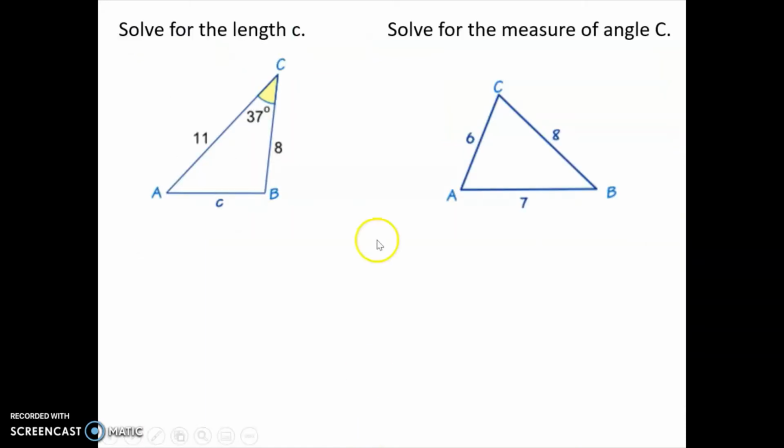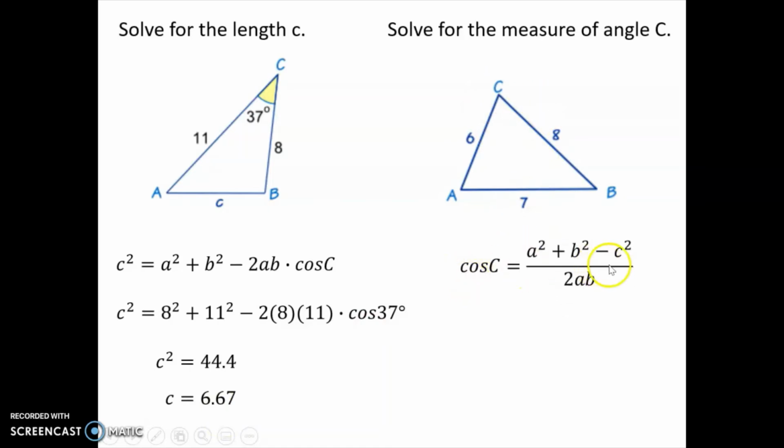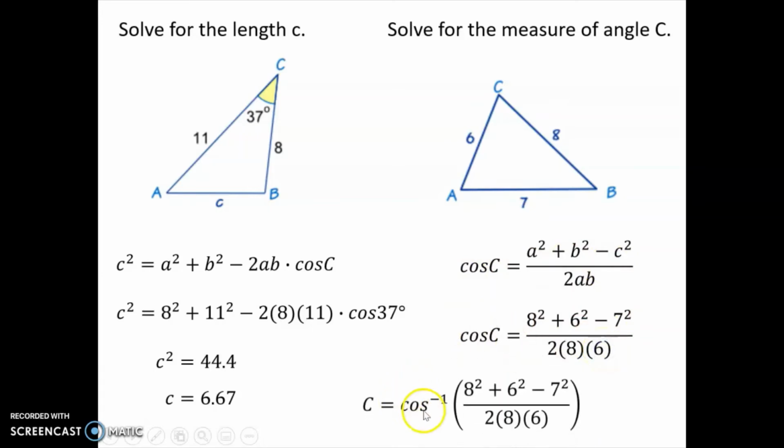Let's try some more. So try this one here. We are looking for length C right here. Okay, since we're looking for length, we're going to use this version of the formula, put all the values in, solve, and I hope you came up with this value for C. Now try this one here. We're looking for the measure of angle C right here. Since we're looking for an angle, we're using this form. Put in all the values you have, and then do an inverse cosine to solve for angle C, which is 57.9. I hope you had some success. If you didn't, pause and make sure you check all the formula stuff here very carefully. Let's try the next one.